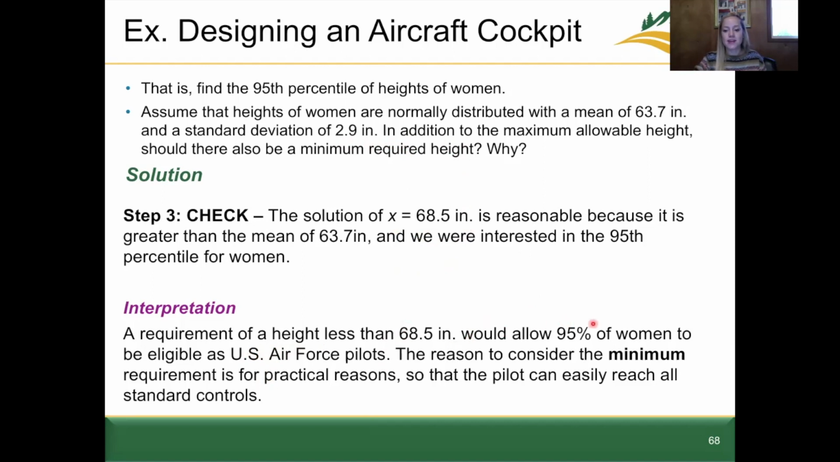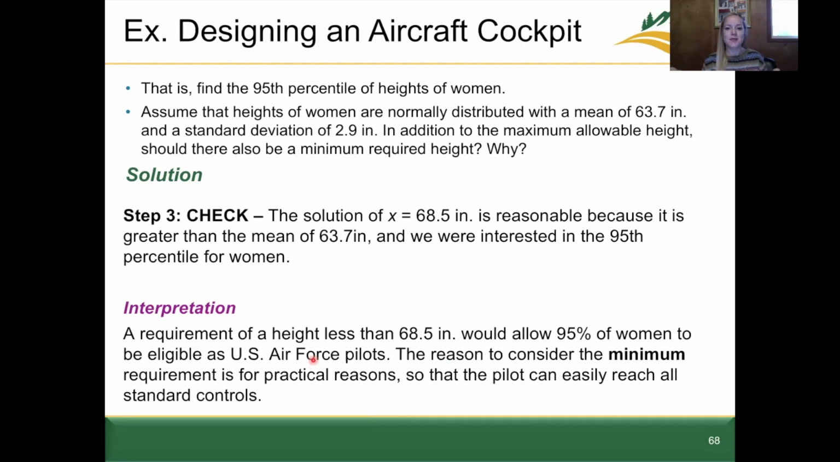Now, that sounds great that 95% of women would be eligible. However, it might make more sense to consider the minimum requirement for more practical reasons, such as so the pilot can easily reach all the standard controls.